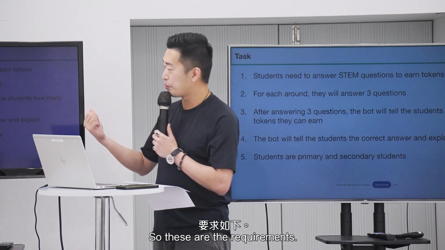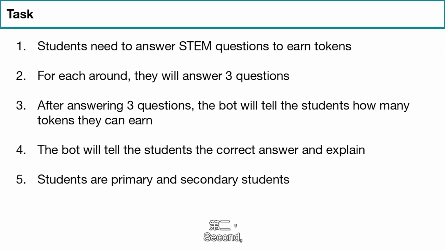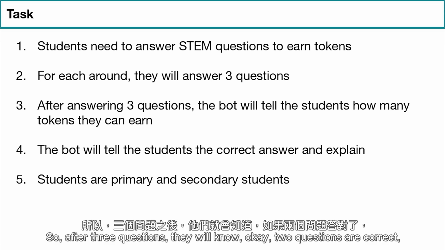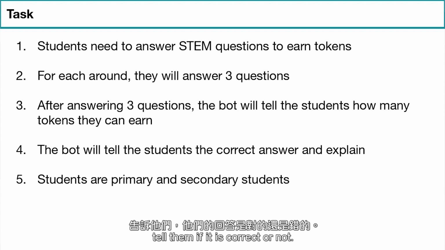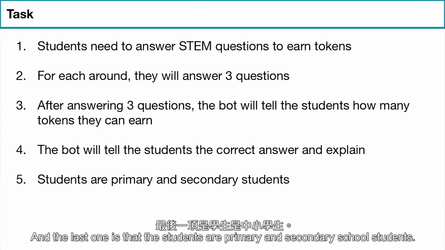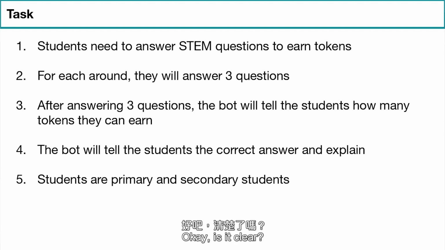So here is a task I want everyone to work on together. This is the requirement. First, students need to answer some STEM questions and earn tokens. Second, for each round, they will answer 3 questions. After 3 questions, they will know, okay, 2 questions were correct, so I can get 2 tokens. After 3 questions, the bot will tell the student how many tokens they can get, and also tell them whether each answer is correct or not. The last one is that the students are primary and secondary school students, so we can't ask them too difficult questions. Okay, is it clear?